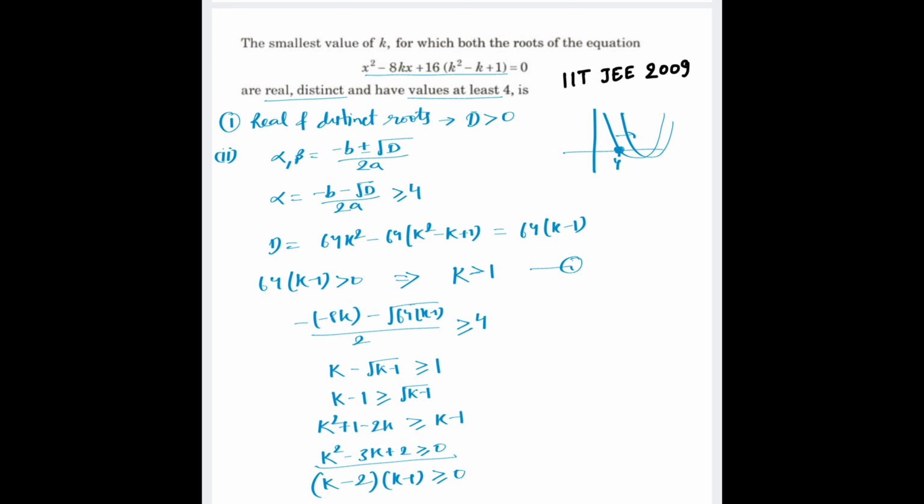So we have k should be greater than or equal to 2, or k should be greater than or equal to 1. So this is our second condition. So using these two conditions, we have to find k. And definitely we can see that k greater than or equal to 2 satisfies both these conditions. Hence, the minimum value for k is 2, and 2 is our answer.